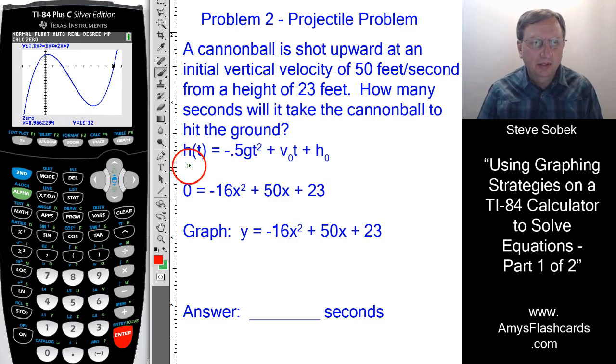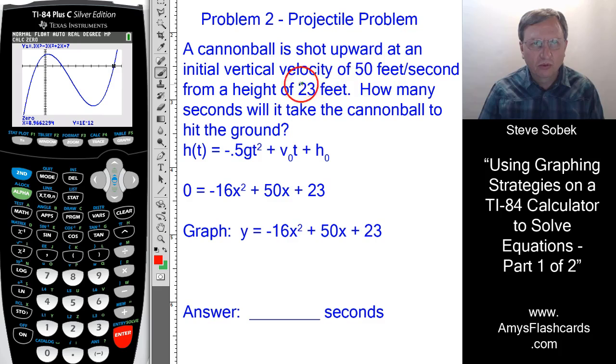All right, well, suppose here we have the formula that the height as a function of time is going to be equal to negative 1/2 or negative 0.5 times the gravitational constant. On the Earth, that would be 32 feet per second squared, times the square of the time in seconds, plus v sub 0 t plus h sub 0, where v sub 0 is the original vertical velocity, and h sub 0 is the original height.